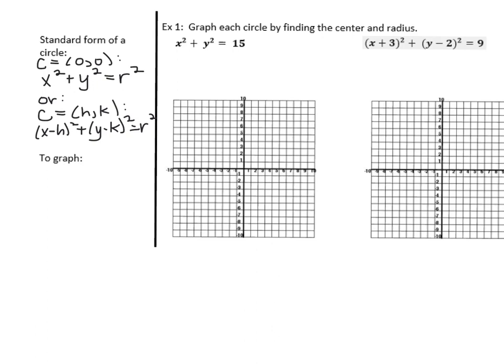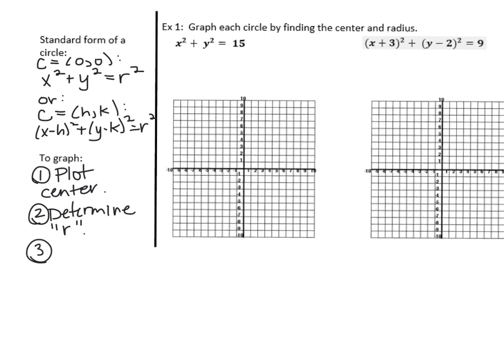To graph, you always want to know those key pieces of information. You want to first plot your center, and then we'll figure out the radius. Once you know the radius, we'll plot additional points for the boundaries of the circle. So we'll just say plot additional points. So let's look at each of the two examples on the right-hand side.